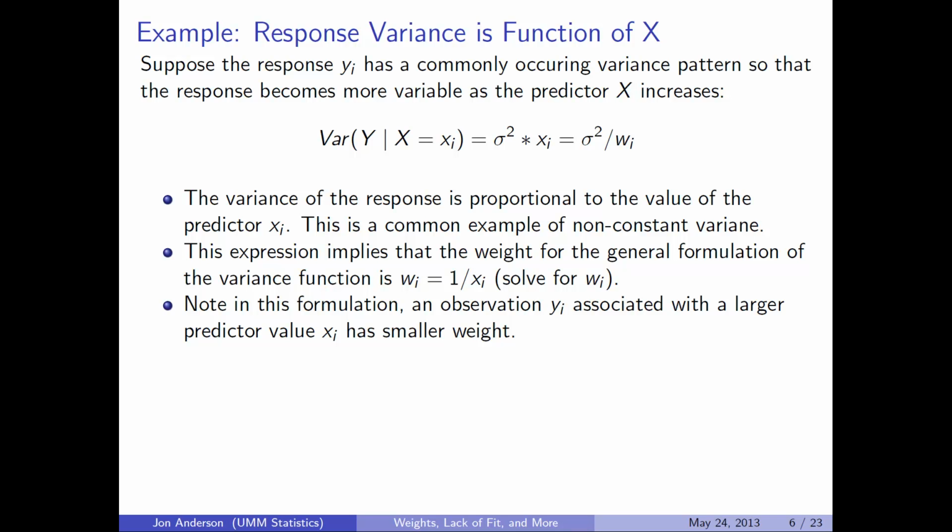So in other words, when a predictor xi is a big value, the observation will have a lot of variation, and therefore we give it a small weight. The way we're looking at this here is that more variation gets a smaller weight, and less variation gets a bigger weight.